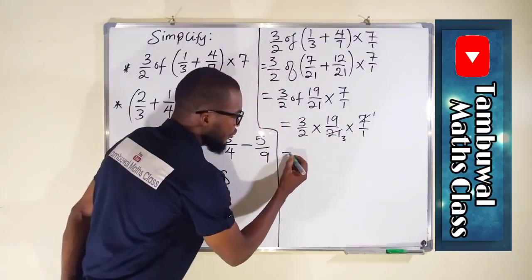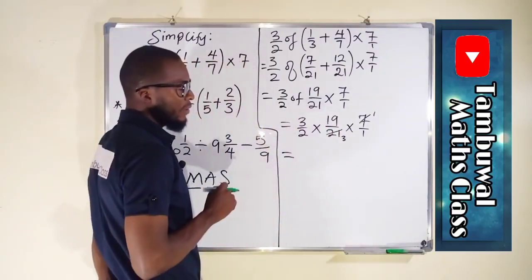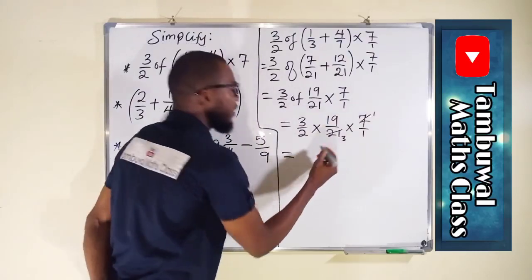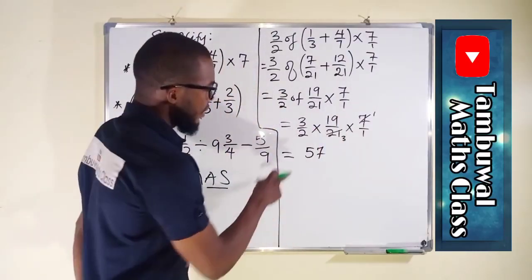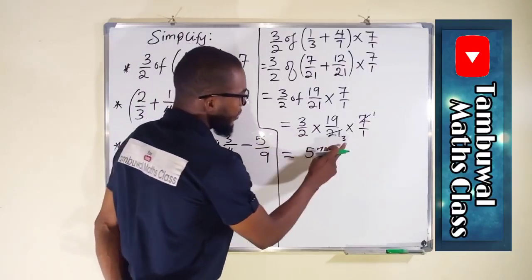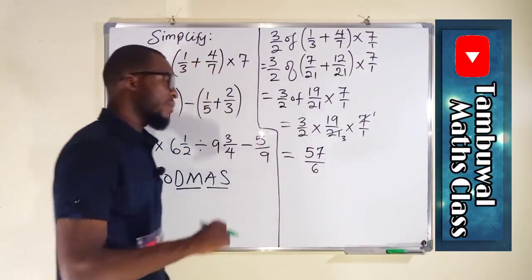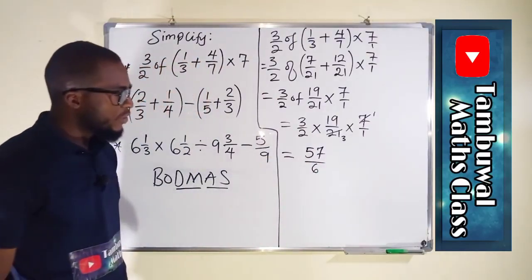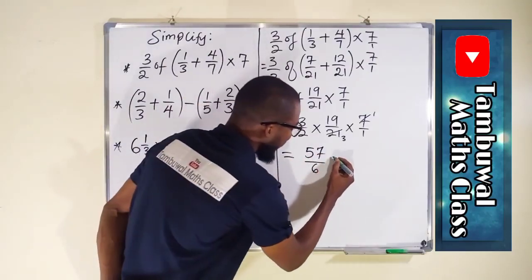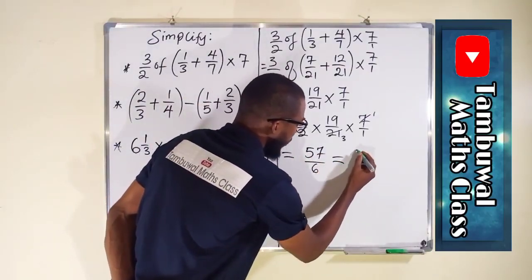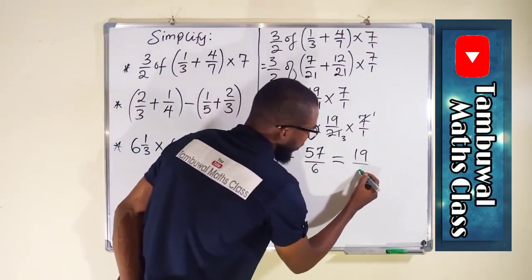So this is equal to 3 times 19, which is 57. 57 times 1 is still 57. Here we have 2 times 3, which is equal to 6. So now let us reduce it to the lowest term. 57 divided by 3 is 19. Then 6 divided by 3 is 2.